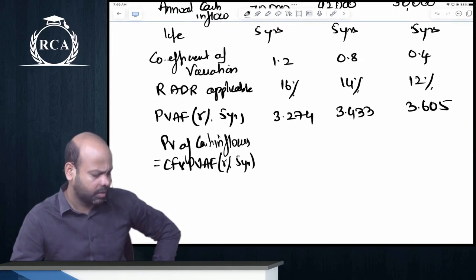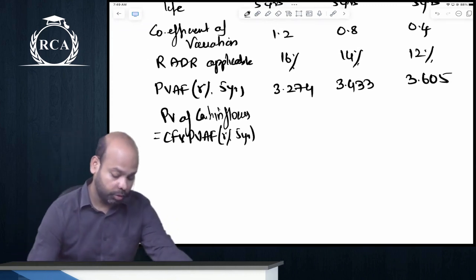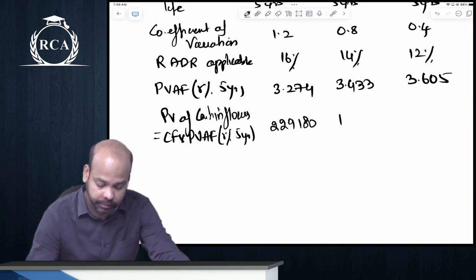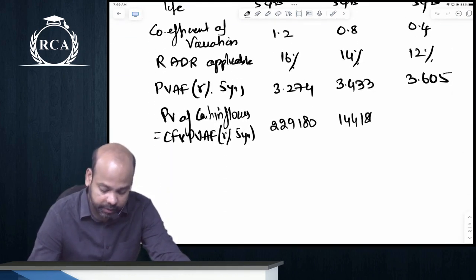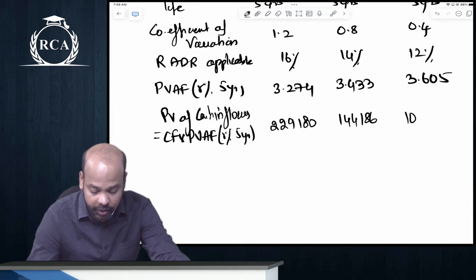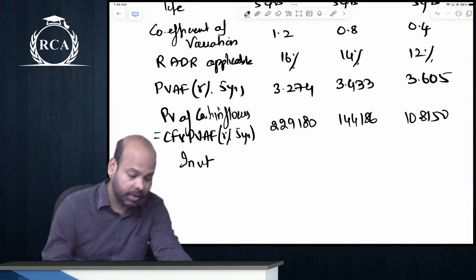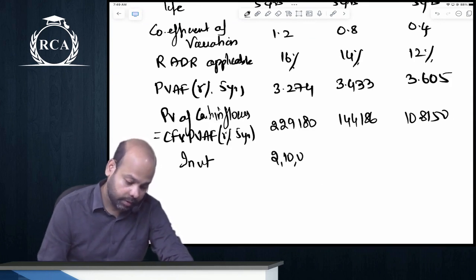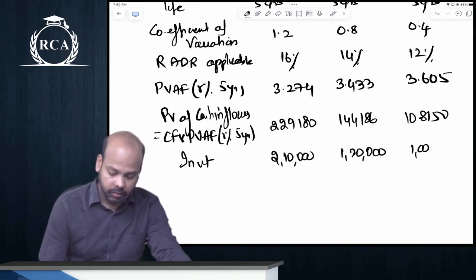Yes, guys. How much is the present value of cash flows? Tell me, beta. 229. Next. 144. 186. 108. What is the amount of initial investment, guys? Initial investment is 2,10,000. Next. 1,20,000, beta, and then 1 lakh.